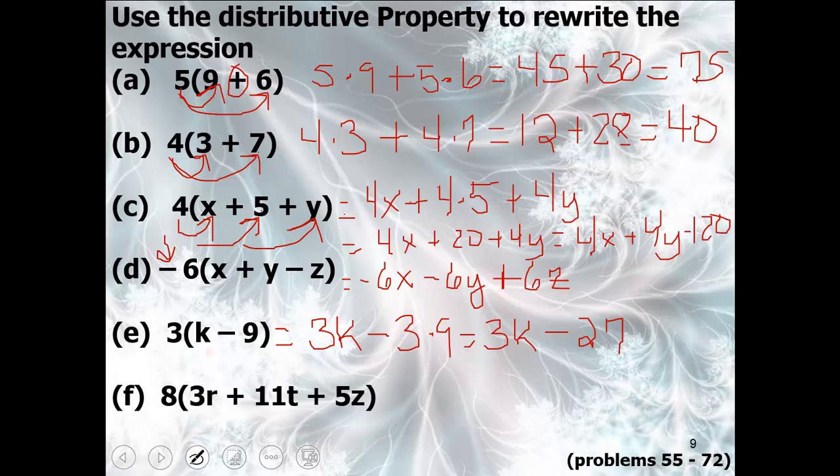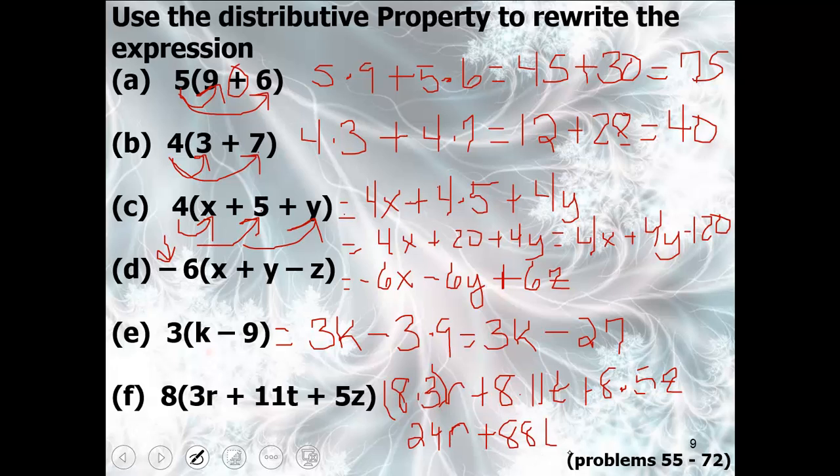Welcome back. 8 times 3r plus 8 times 11t plus 8 times 5z. I just multiply my numbers together to simplify. 8 times 3, you could think of it as grouping them. 8 times 3 is 24r plus 8 times 11, 88t plus 40z.